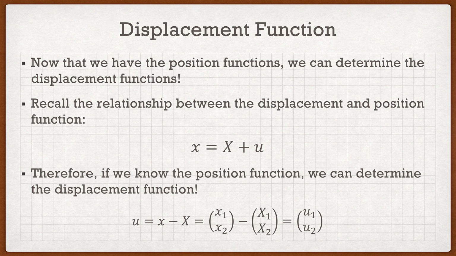And how do I do that? Well, I just take x1 and x2 that I solved for before, and I subtract big X1 as well as big X2, and that will give me my u1 and my u2. So again, this should be easy. It looks complicated, but it should be a piece of cake.